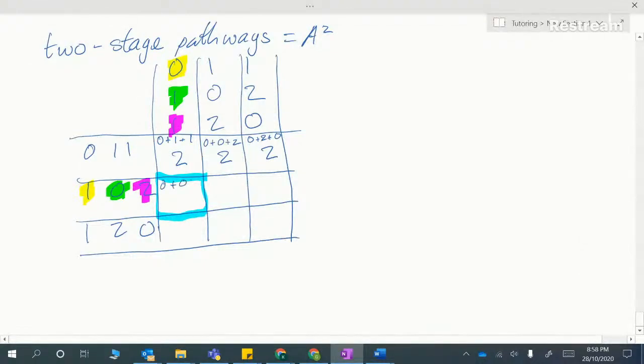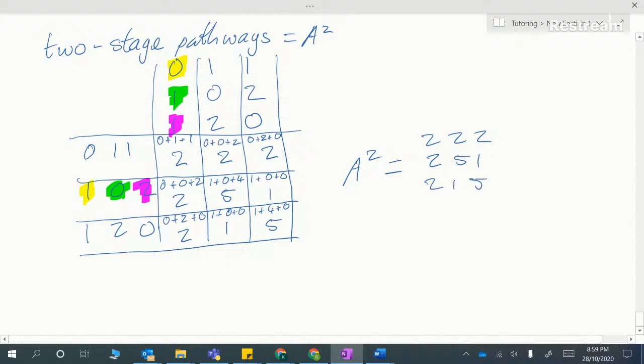So that's going to be 0, 0, 2. The next one's going to be 1, 0, 4. The next one's going to be 1, 0, 0. The next one's going to be 0, 2, 0. The next one's going to be 1, 0, 0. And the last one's going to be 1, 4, 0. And so A squared is 2, 2, 2, 2, 5, 1, 2, and 5.